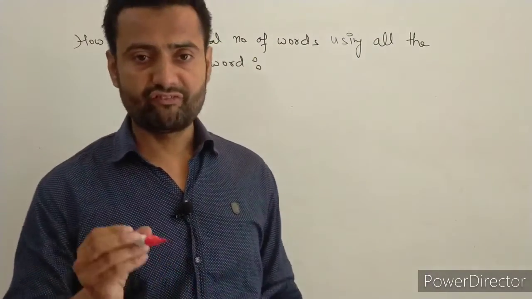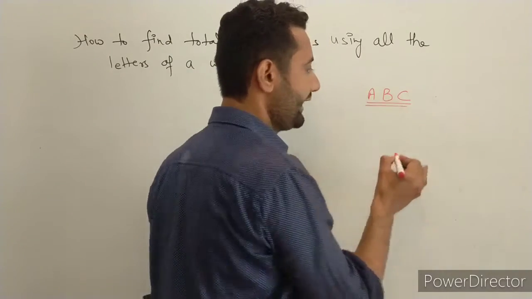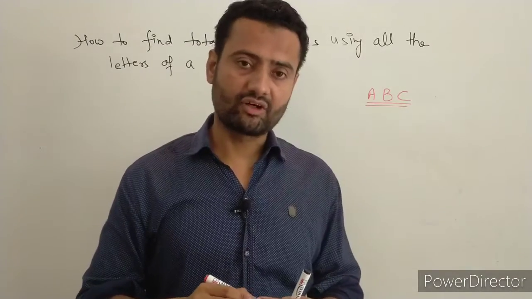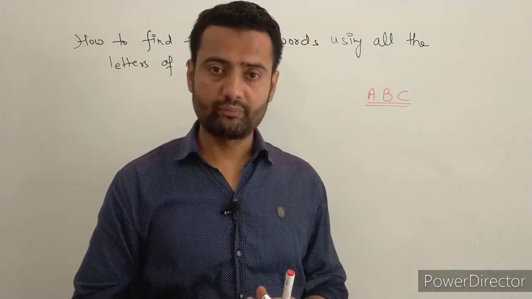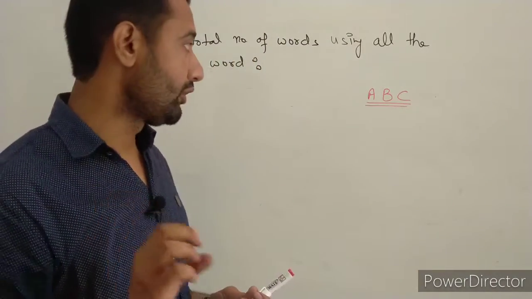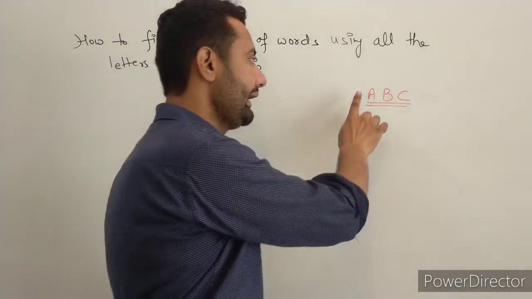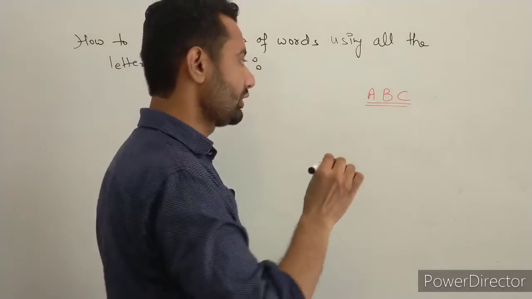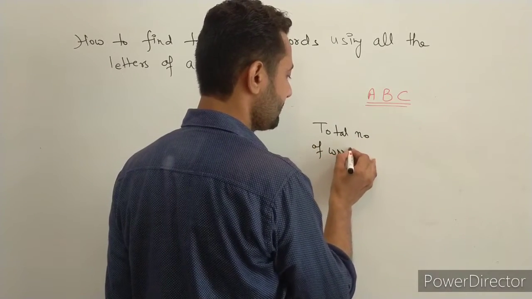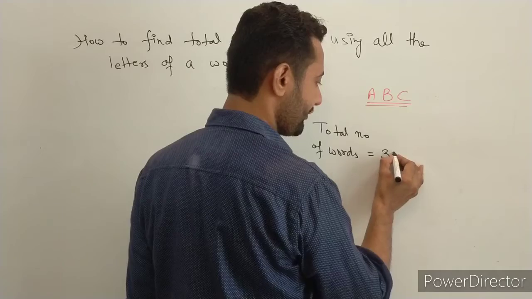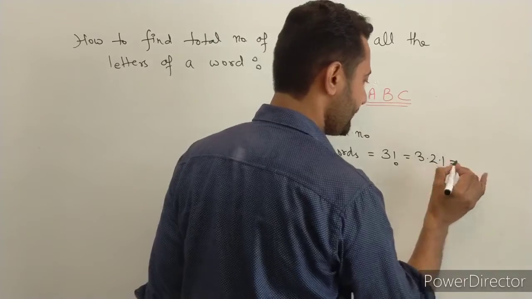For example, if we have three letters A, B, C and we want three letter words using these three letters, then the total number of words will be 3 factorial, because it has three letters and all three letters are different. 3 factorial means 3 into 2 into 1.